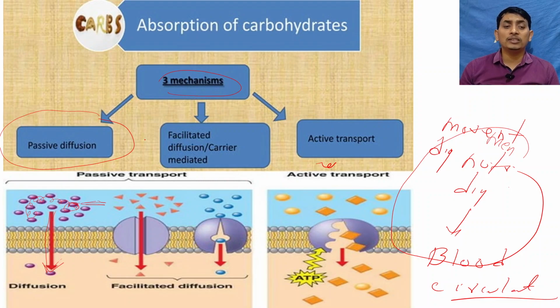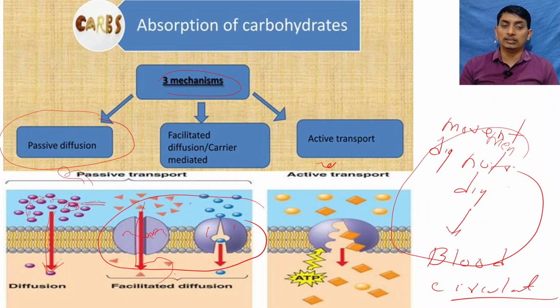Next one is called facilitated diffusion. Just you see here, this is called facilitated diffusion. Facilitated diffusion means where some carrier molecules are required. These are the carrier molecules or proteins which are helping to transport carbohydrate from higher concentration to lower concentration. So what is the difference between simple diffusion and facilitated diffusion?